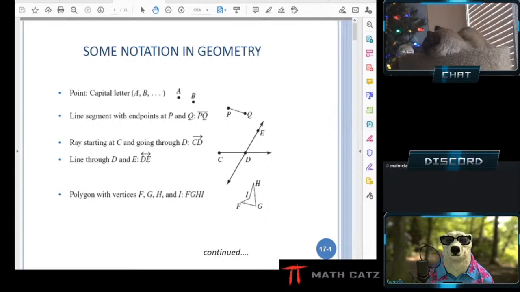Okay, let me just see if the screen looks okay. It looks okay. I'll just leave it like that.